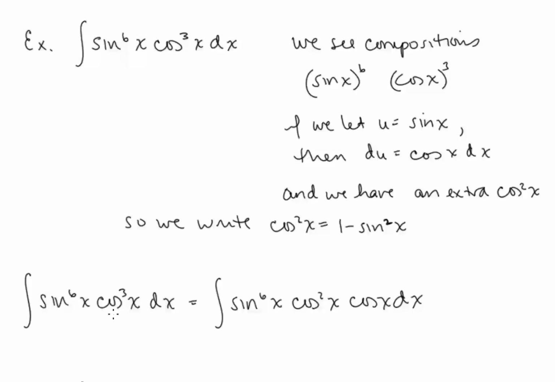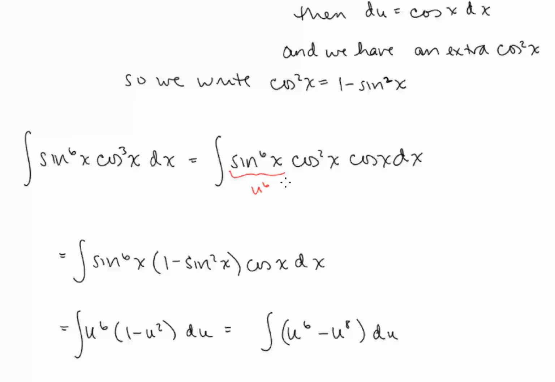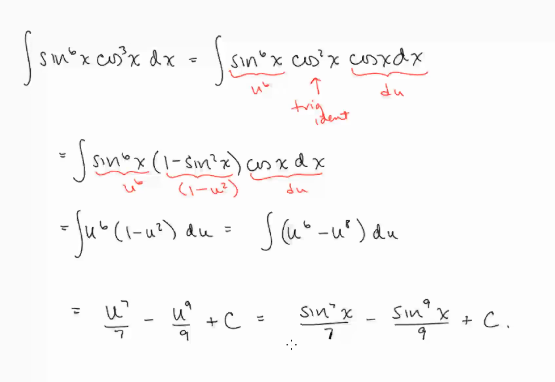So I'm going to write this cosine to the 3rd x as cosine squared x, cosine x. And so here we're going to have u to the 6th. Here we're going to have du, and this we need to use the trig identity. So here again we have u to the 6th. And this becomes 1 minus u squared, and then du. And now this is just polynomial. We can just multiply through the u to the 6th, and it's a basic integral. And so we integrate, and we write it back in terms of x, and that's our solution.